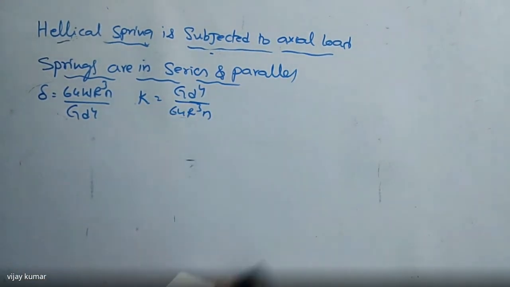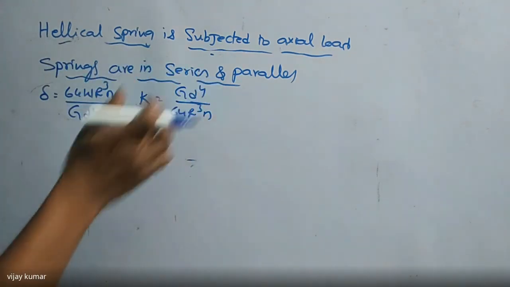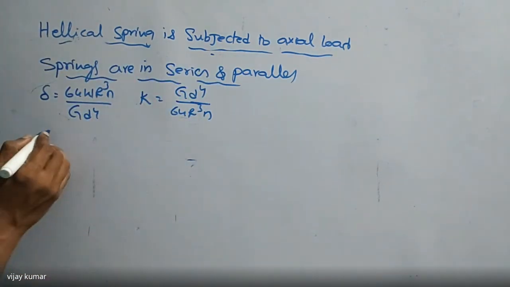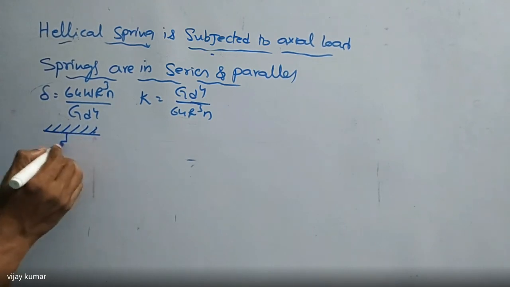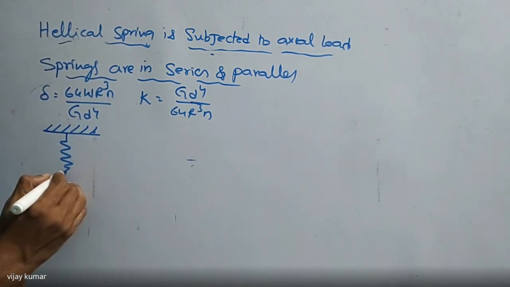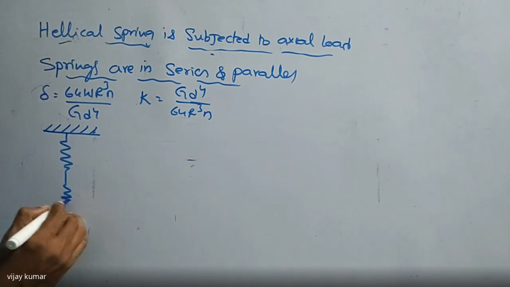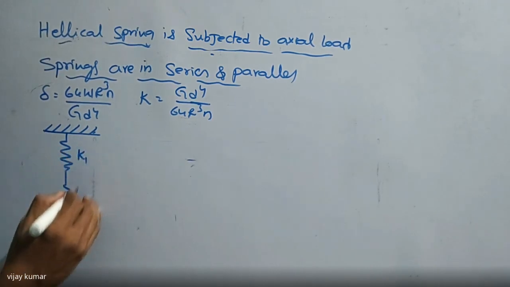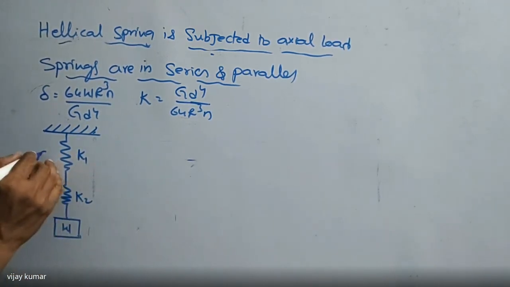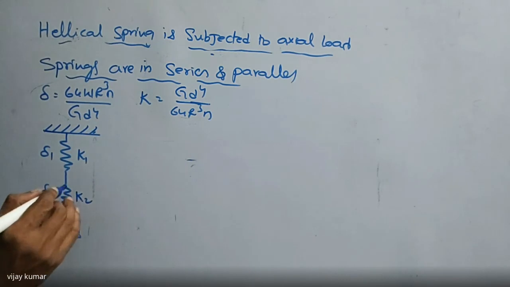Then I'm going to apply these two formulas for springs connected in series and parallel. When two springs are connected in series, this is a series case. This is one spring and this is also one spring, and this is connected to a small weight W here. The stiffness is K1, the stiffness is K2, so deflection is delta 1, deflection is delta 2.